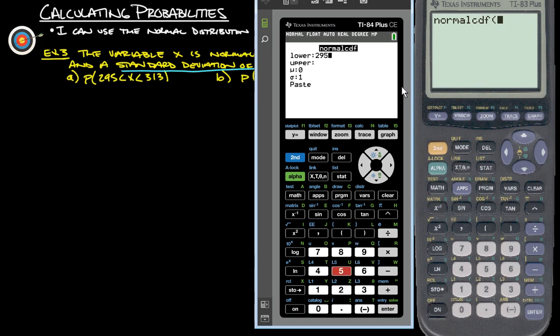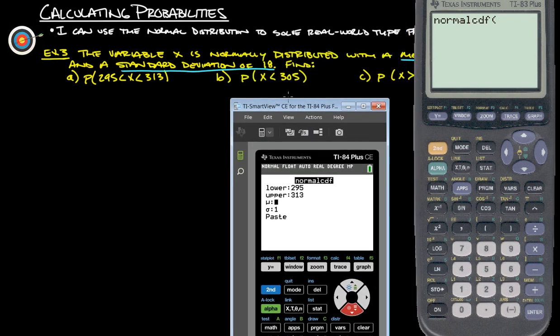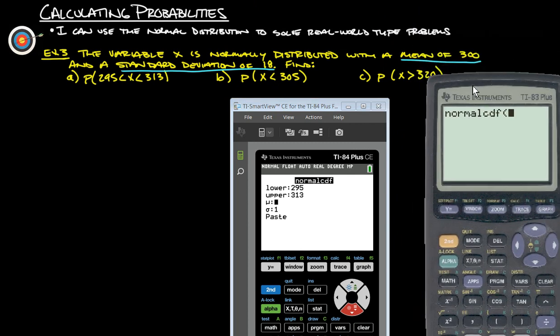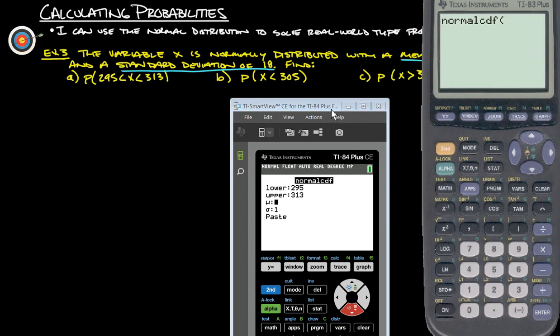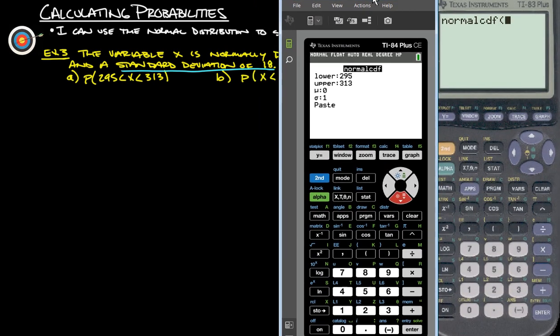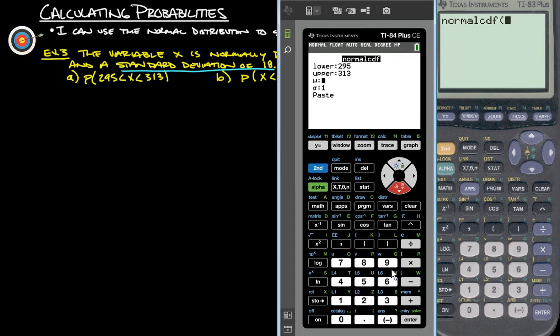Okay, I'm going to do it all on this one, and I'm going to show you, and then we can put it over here as well. Okay, so that's the lower bound, and now the upper bound, we want it to go all the way up to 313. So 313 for our upper bound. Remember, that's mu, not the standard deviation but the mean, and the mean was 300. The standard deviation is 18. So we put all that there.